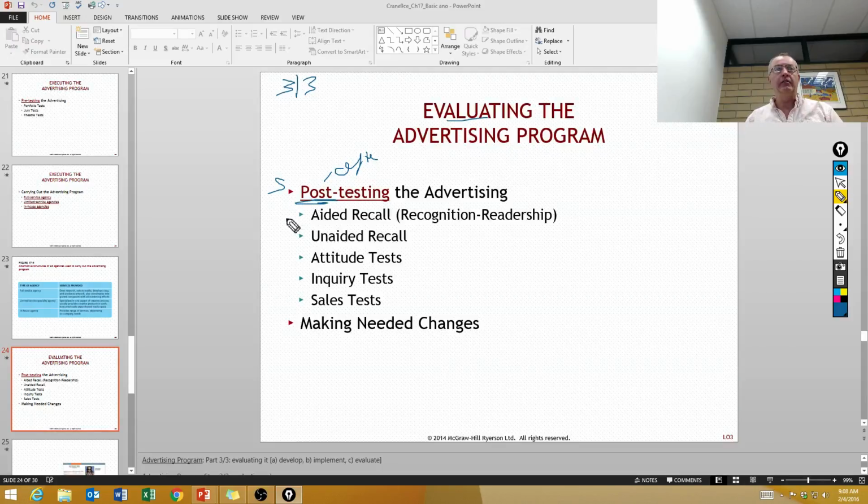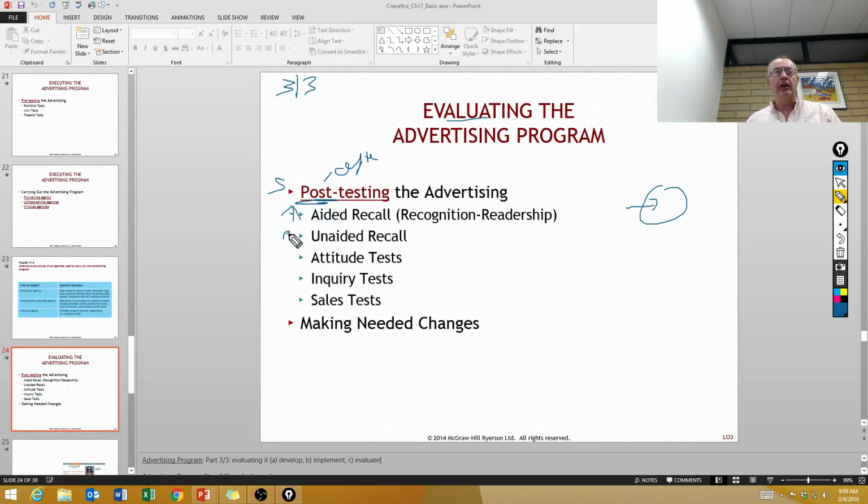And so we have this aided recall method. So we have a group of customers or consumers. We show them the ad, and then we ask them to recall where they saw the ad or where they heard the ad. Was it on the radio? Which radio station? Which magazine? Which television station? Because they're trying to figure out what the most effective communication media is.